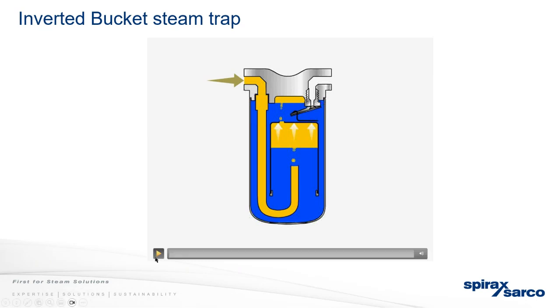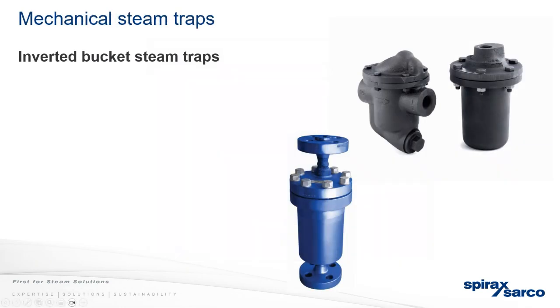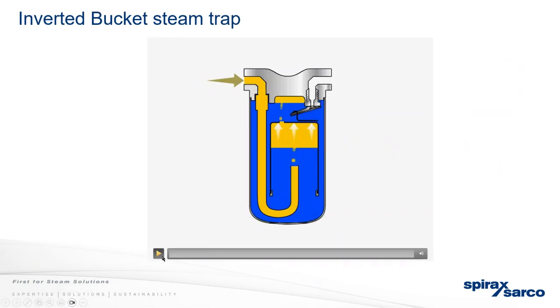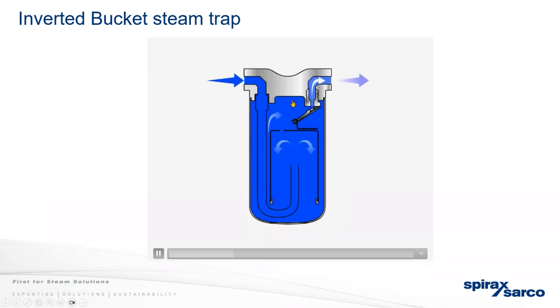So again, we have another short video just to show the usage of a bucket trap. So this is called an inverted bucket. As you can see, you have the air being caught here, which raises and comes through the air piercing hole here and fills the void up here. As water comes in with no air, the bucket sinks, which opens the trap.